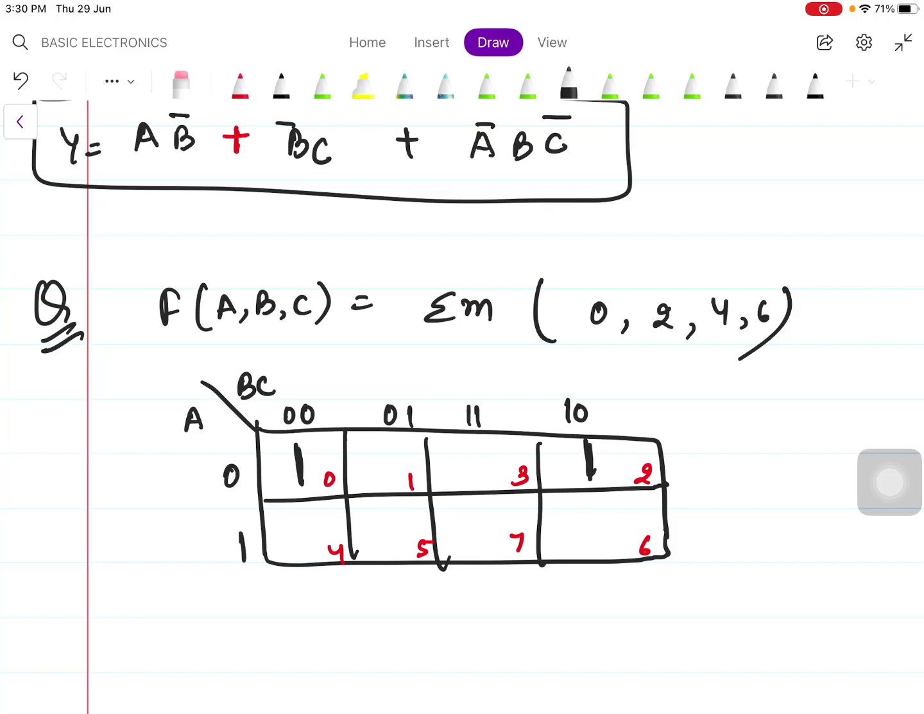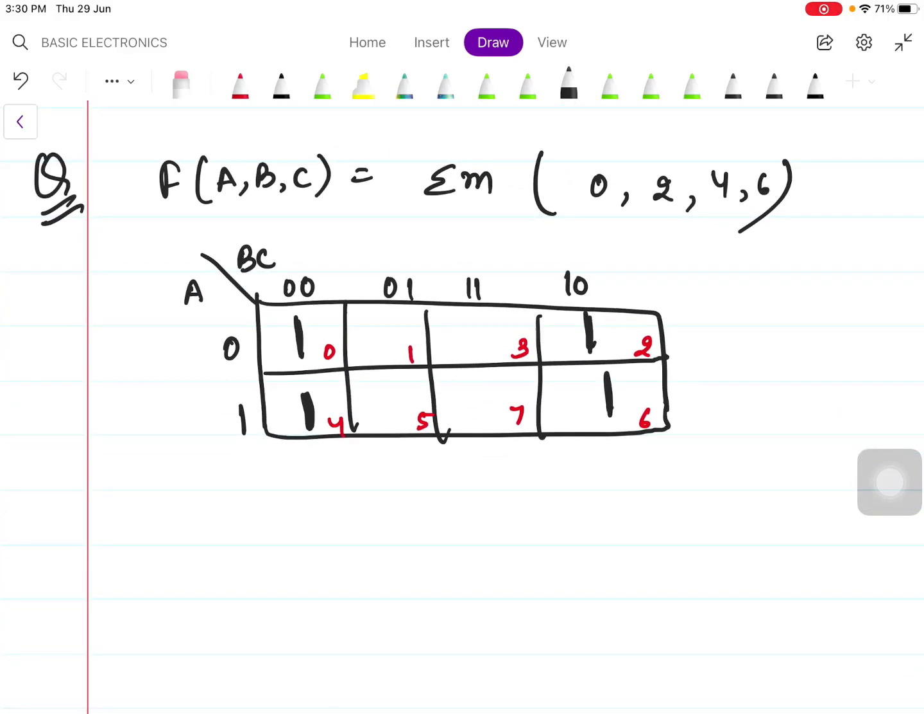0, 2, 4 and 6. Now again the same method. First of all, search for the group of 8. We can't find it. Then search for the group of 4. We can't find it. Yes, for the group of 4. So what will you say? You will obviously say, no, we can't find a group of 4.